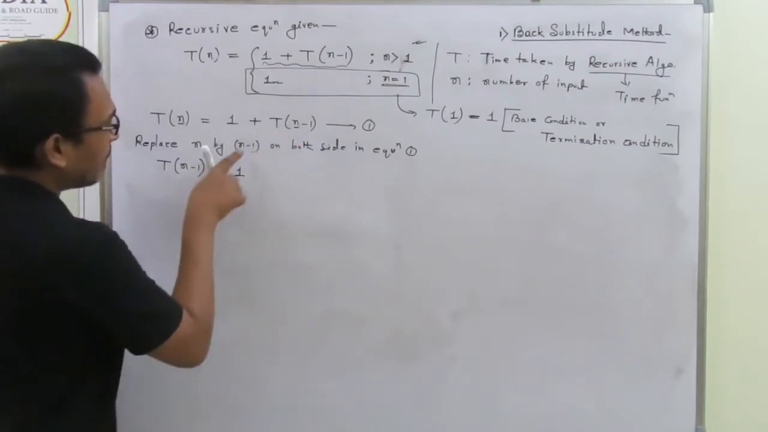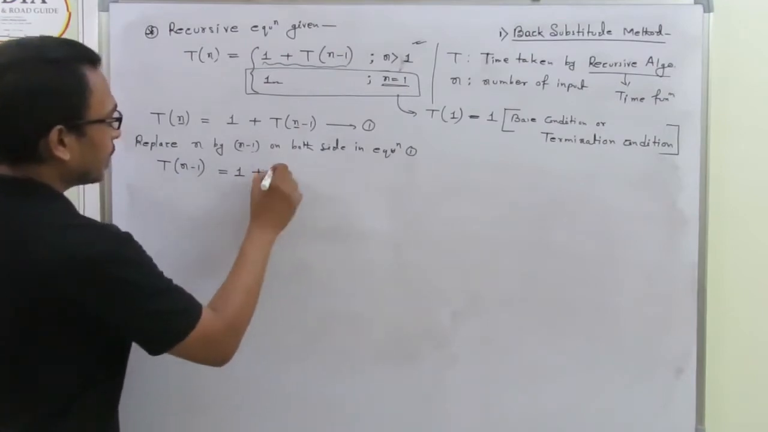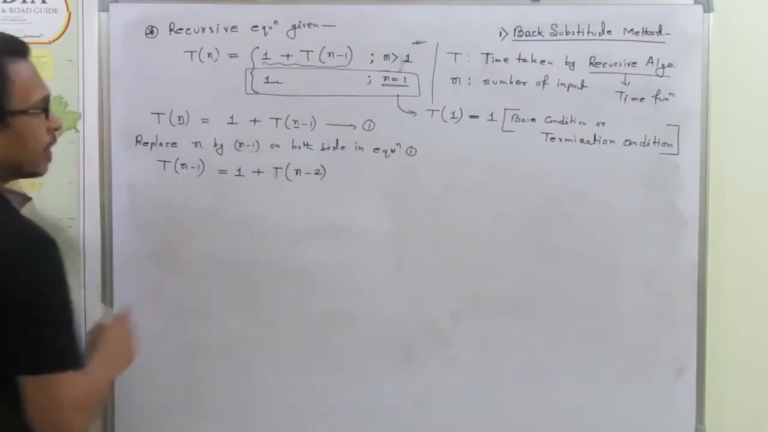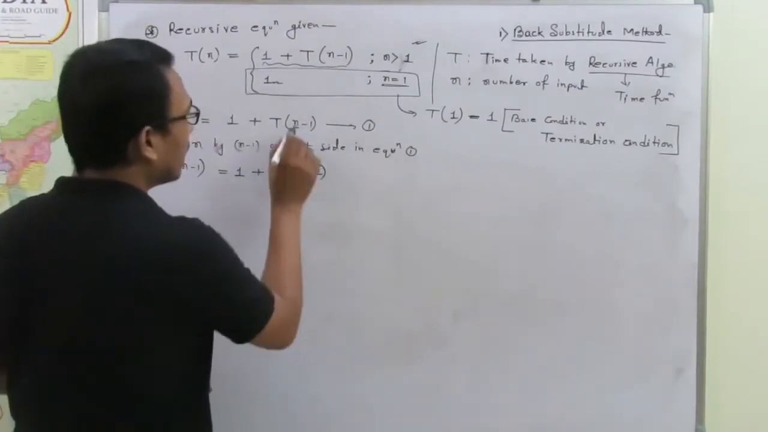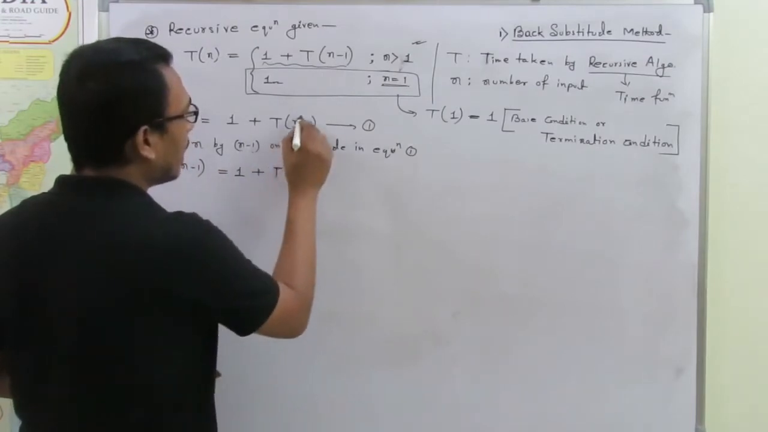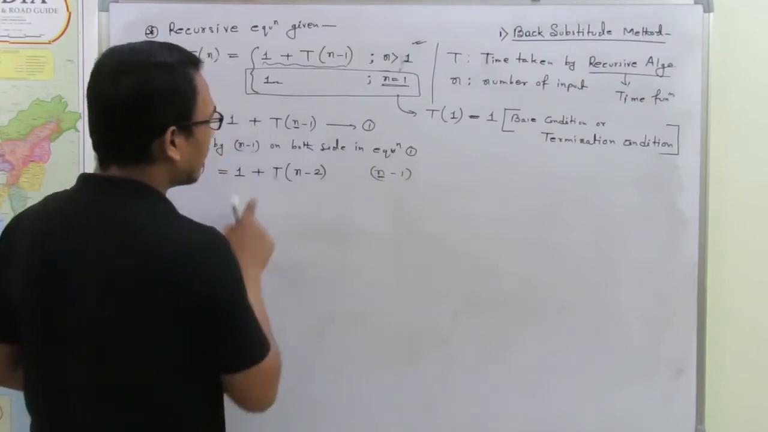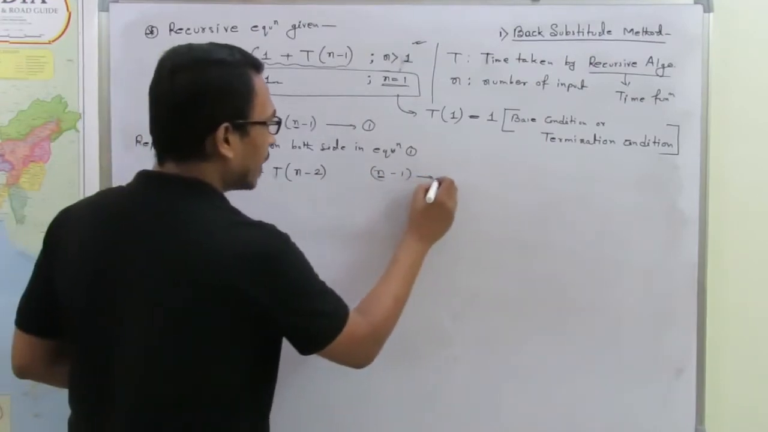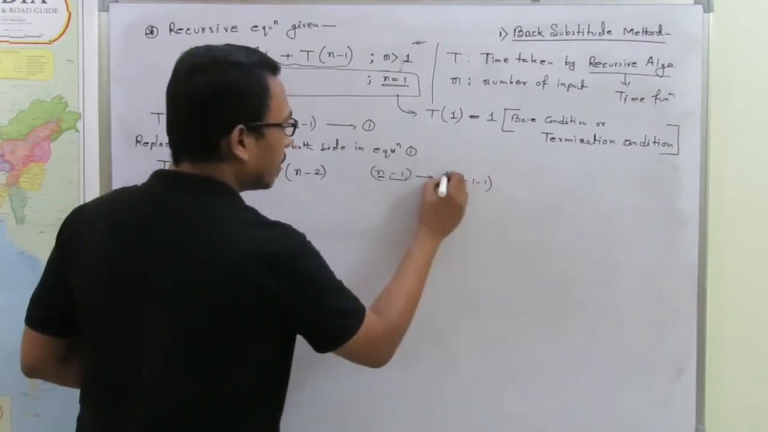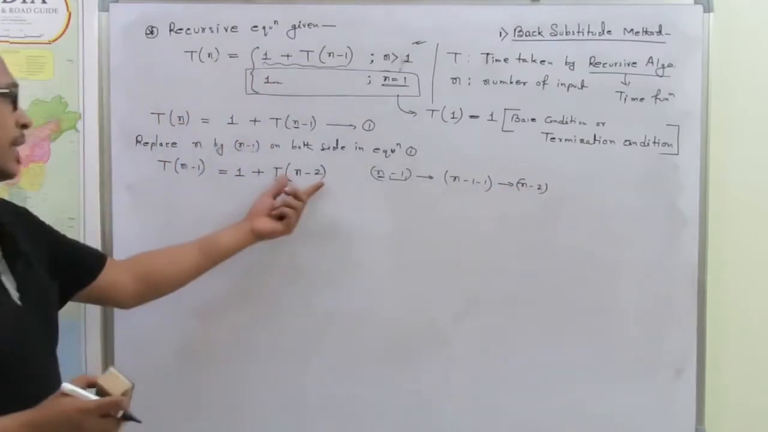This n is again replaced with n minus 1, so we will get t of n minus 2. Clear? How did these two come? Look here, the n is replaced with n minus 1, so we are left with n minus 1. Now this n is replaced with n minus 1, so we get n minus 1, then this minus 1, which gives us n minus 2. And that's what we get here.